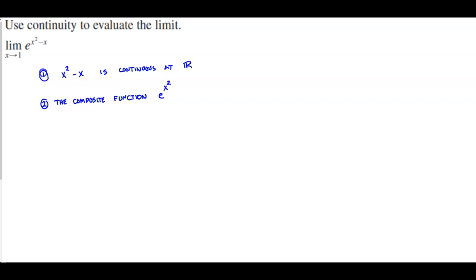e to the x squared minus x is also continuous at all real numbers. So since we know that they're continuous, then we can evaluate the limit as x approaches 1 of e to the x squared minus x. We're evaluating this limit at 1. We have e to the 1 squared minus 1, which is equal to e to the 0, which gives us 1.